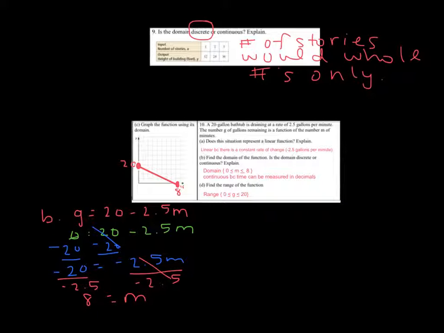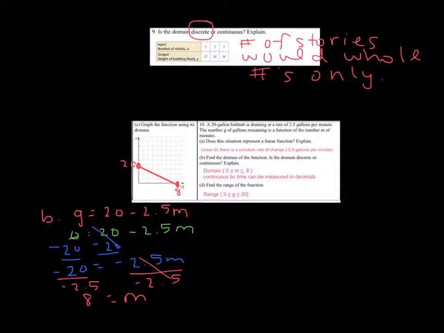So in order to answer A, I had to figure out if this was linear. We talked about how in order to be linear, there has to be a constant rate of change. And they gave me that rate right here. It's 2.5 gallons per minute. Therefore, I knew that this situation would be linear because there was a constant rate of change.